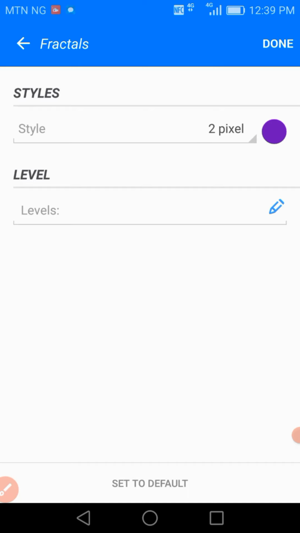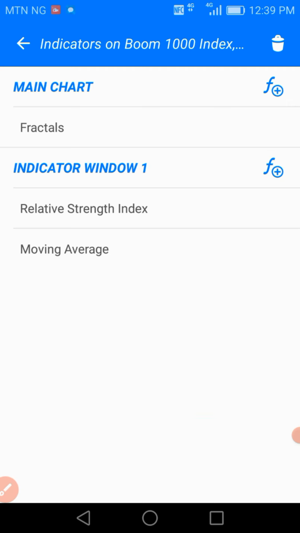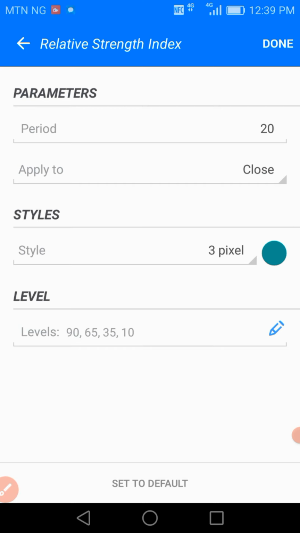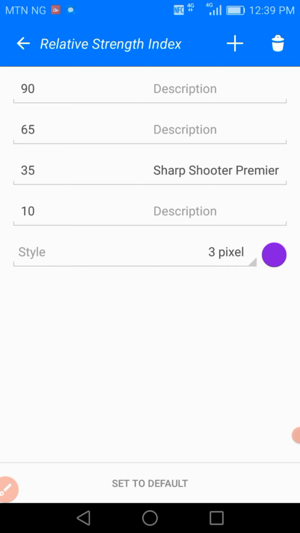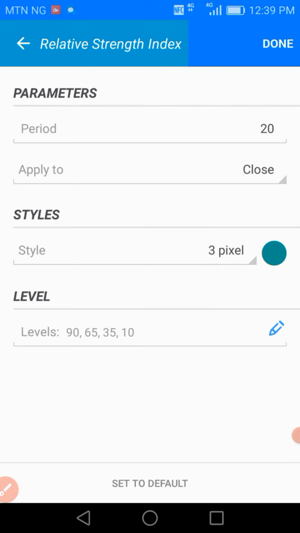Then we have indicator window 1, and on indicator window 1 we have 2 indicators. The first one is the relative strength index. The period is 20. You apply it to close. The style is 3 pixels and the color is this color. You can actually use any color of your choice. And then the levels, very important. The levels matter a lot. We have 90, 65, 35, 10, and then the style 3 pixels, color is purple. You can use any color of your choice, but make sure you have these levels on your chart. And you go back and click done.